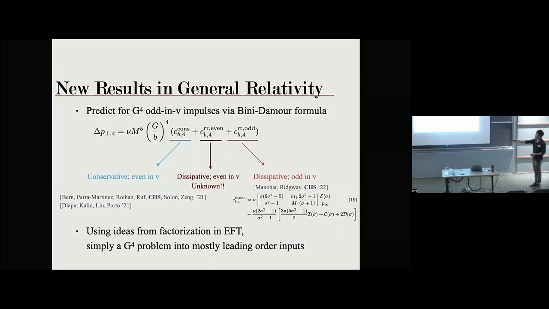The conservative part we have calculated directly a month or two ago. So the only thing unknown is this even in velocity dissipative part. The part I like the most in this is that we really use mostly leading order or tree level input, where we can make a new prediction at 3-loop or G^2 force, thanks to the idea of factorization from effective field theory.